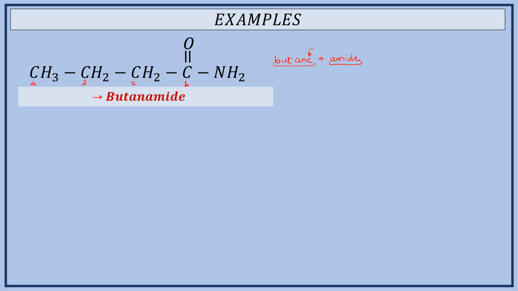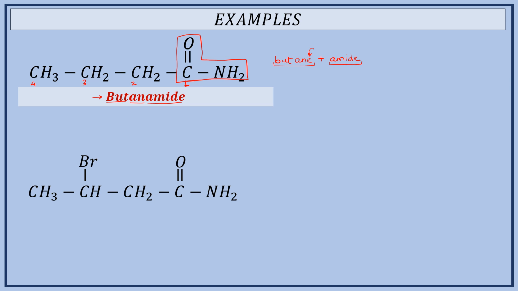Where but represents the 4 carbon atoms, ane represents the presence of single bond between carbon atoms, and the suffix amide represents the entire functional group, that is amide group. Let us do another example based on the same set of rules.